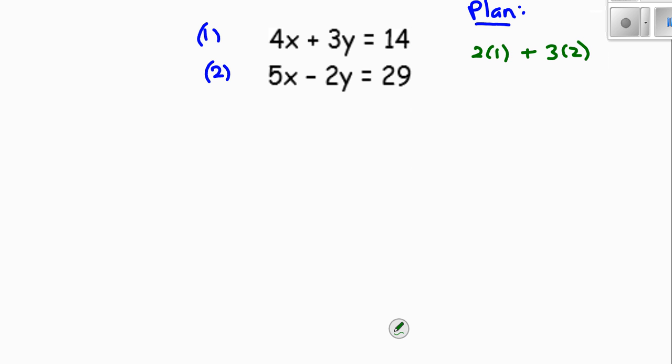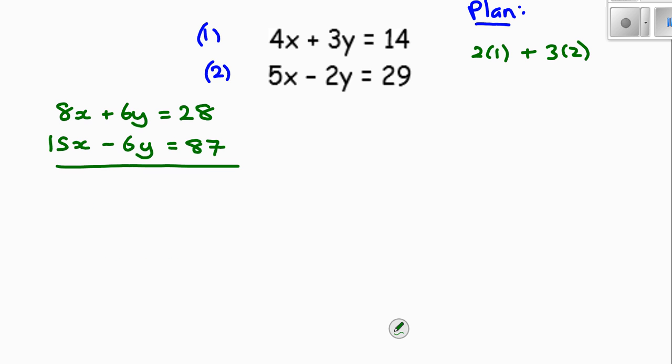So 2 times equation 1 is 8x plus 6y equals 28. Keep reminding yourself you're doing 2 times equation 1. Double check that. Okay, now we're doing 3 times equation 2. So that makes 15x minus 6y equals, what's 29 times 3? Yeah, you can use a calculator, but off the top of your head, think what's 30 times 3? That's right, it's 90, and then subtract 3. So that will give you 87.